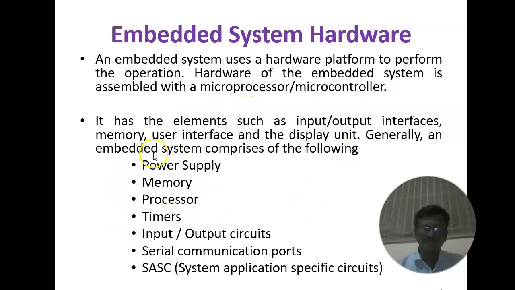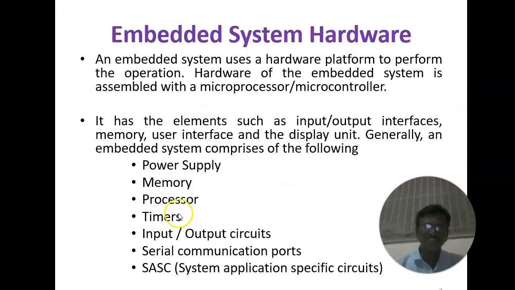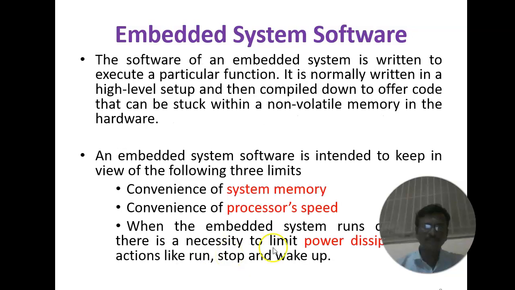Generally the embedded system consists of the following components: power supply, memory, processor, timers, input output circuits, serial communication ports and system application specific circuits. So these are the building blocks we have seen in this diagram. These are the main components which are used in the embedded system. Then what is meant by embedded software, system software?